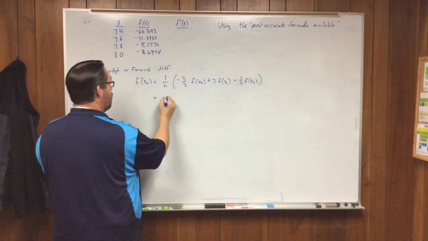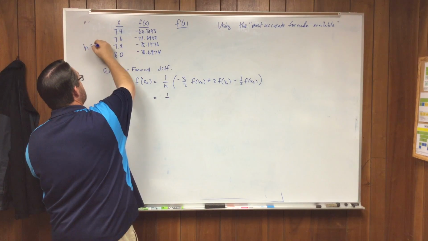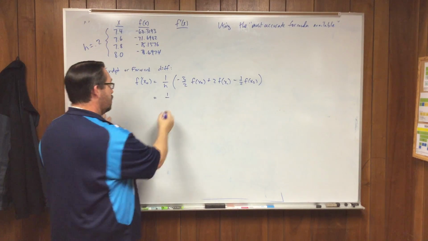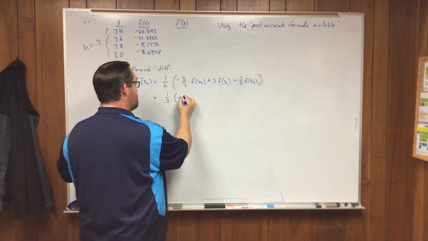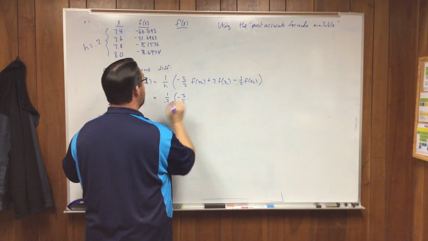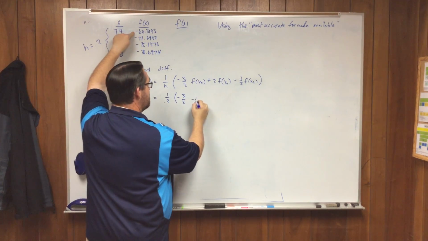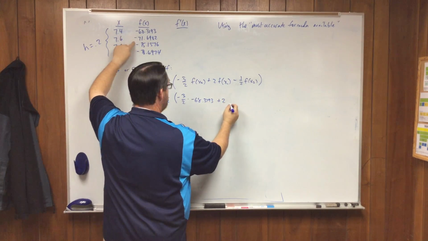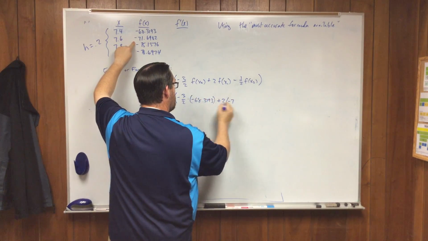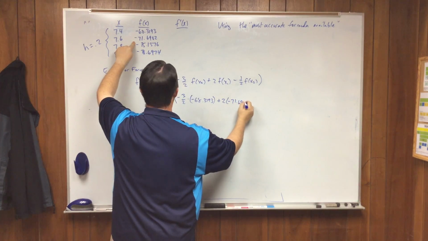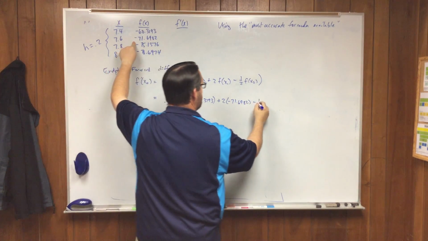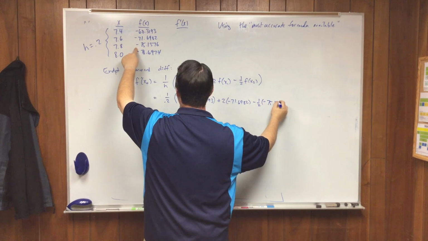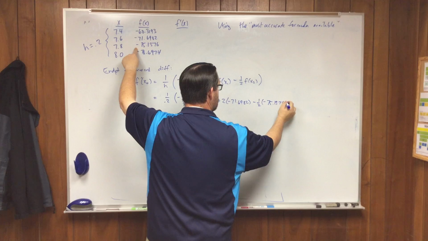So this is now 1 over, and h in this case is clearly 0.2 because that's the step size. 1 over 0.2 times negative 3 halves times negative 68.3193 plus 2 times negative 71.6982 minus 1 half times a negative 75.1576.